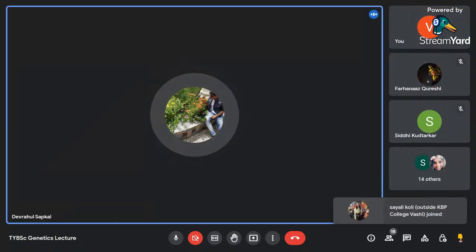A heavy isotope of nitrogen, N15, and N14.